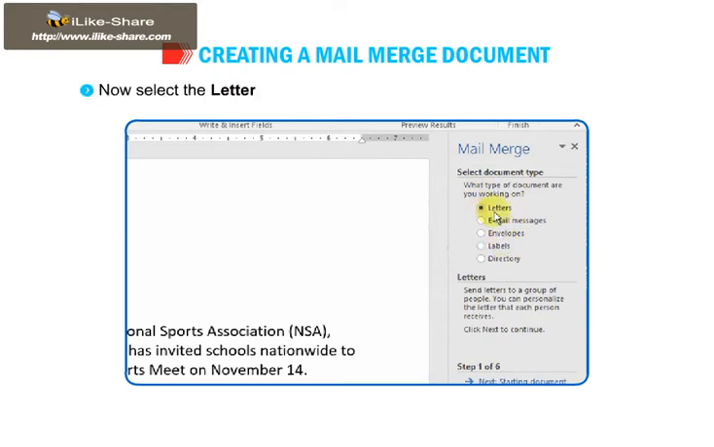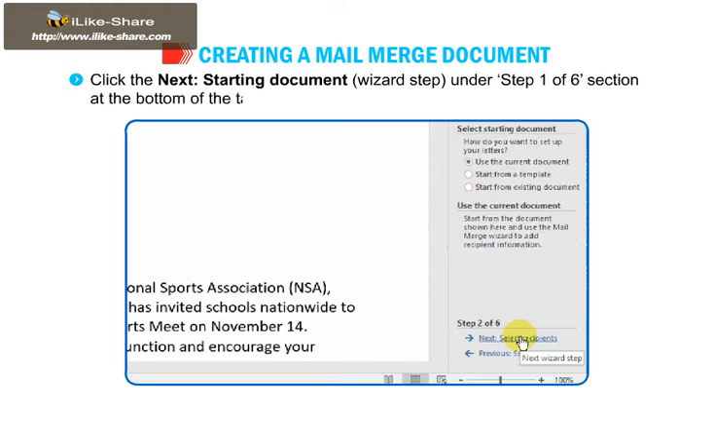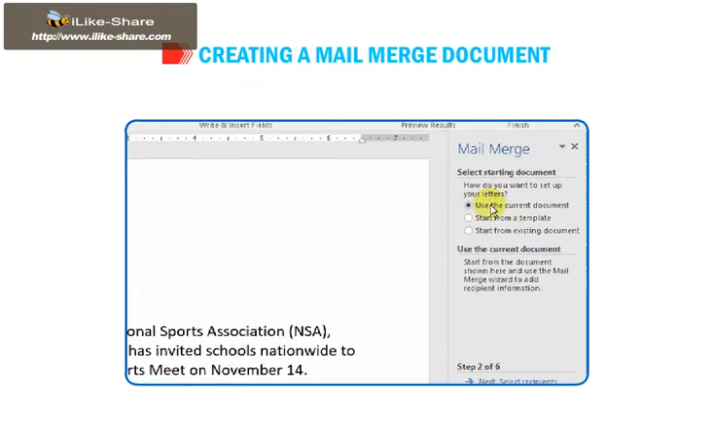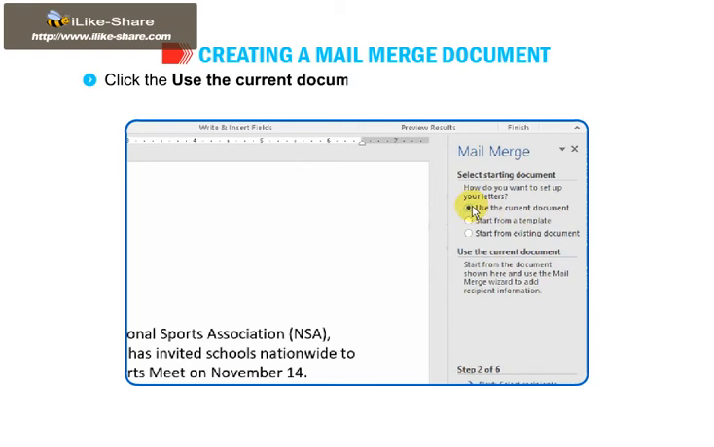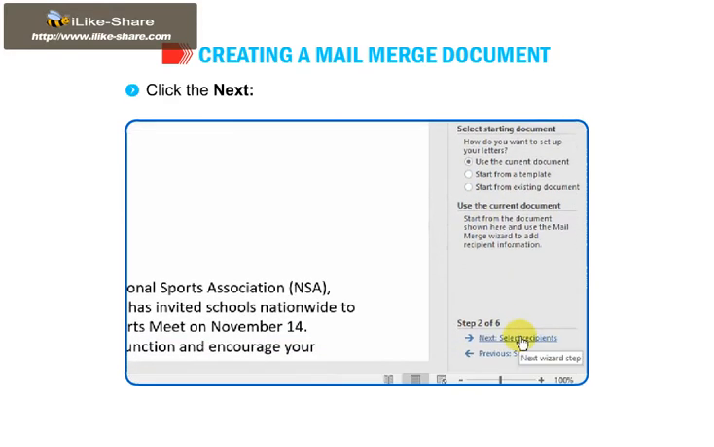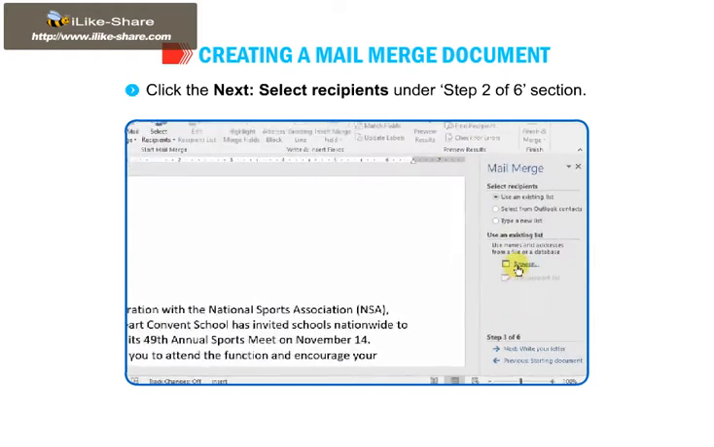Now select the Letters Radio button under Select Document Type section. Click the Next Starting Document Wizard step under Step 1 of 6 section at the bottom of the task pane. Choose the type of setup for your letters. Click the Use the Current Document Radio button under Select Starting Document section. Click the Next Select Recipients under Step 2 of 6 section.